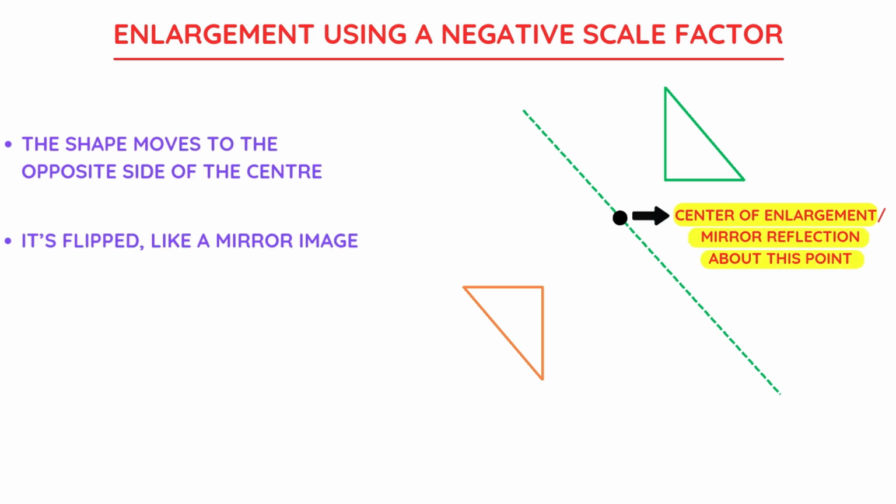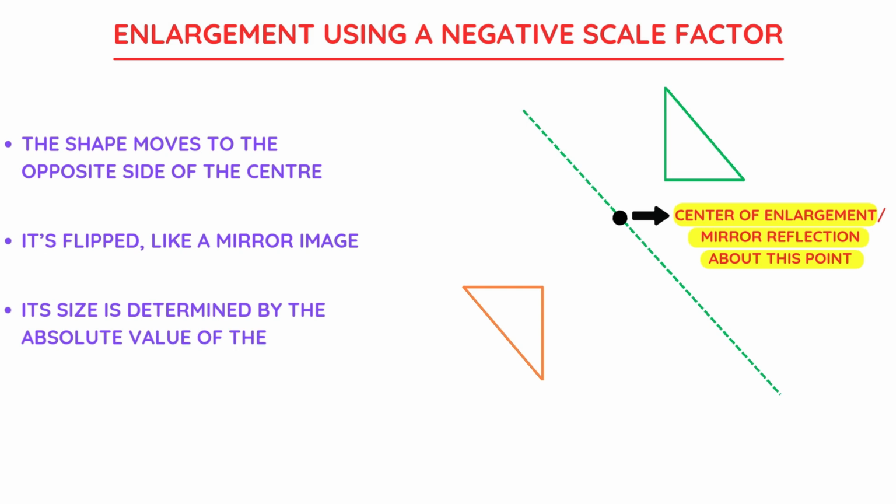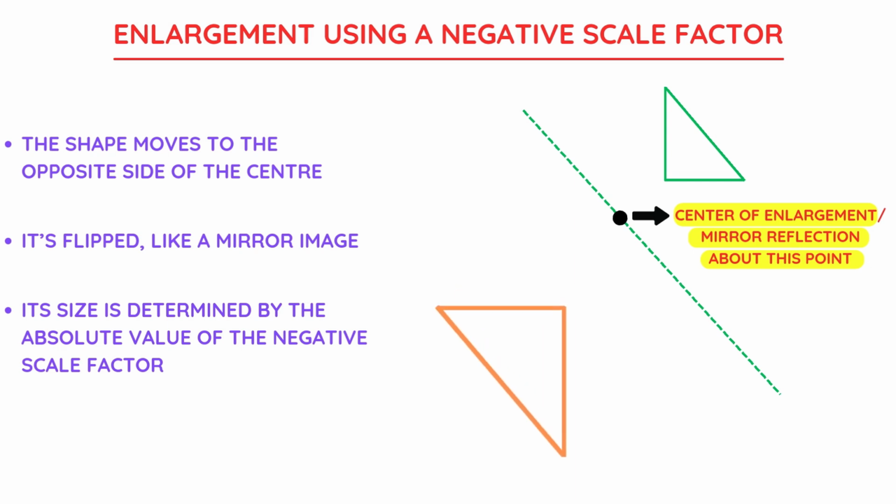It's flipped like a mirror image, and its size is determined by the absolute value of the negative scale factor. So if the scale factor is something like -4, the flipped image is 4 times bigger. Or if the scale factor is -1/4, the flipped image is 4 times smaller.